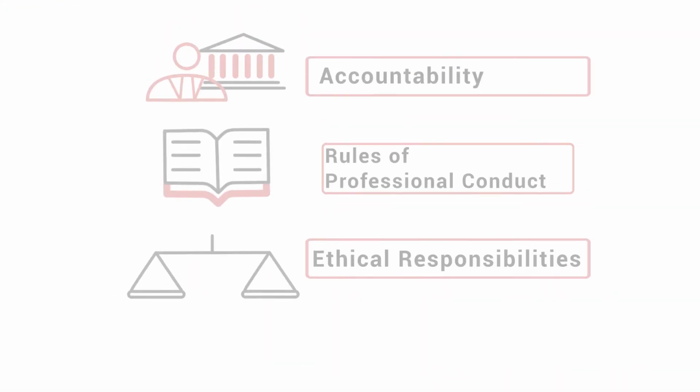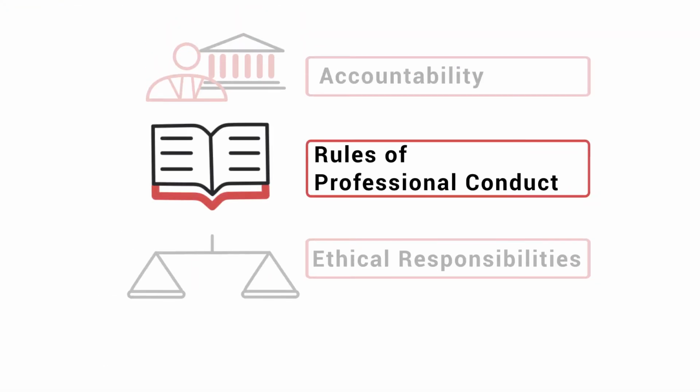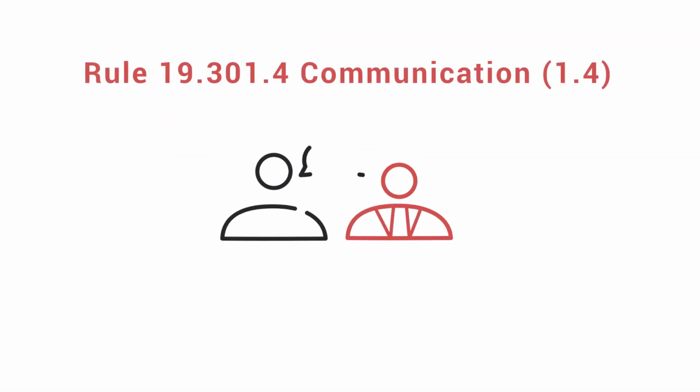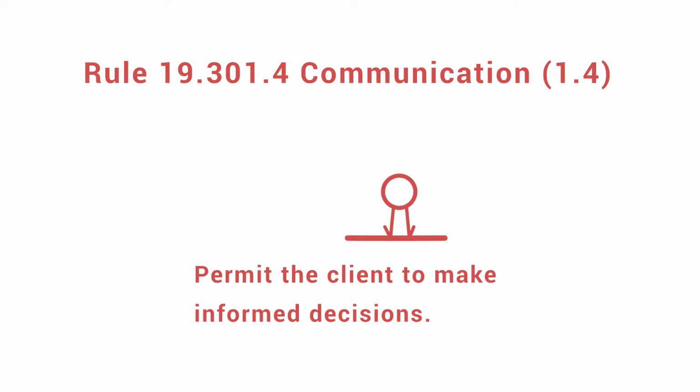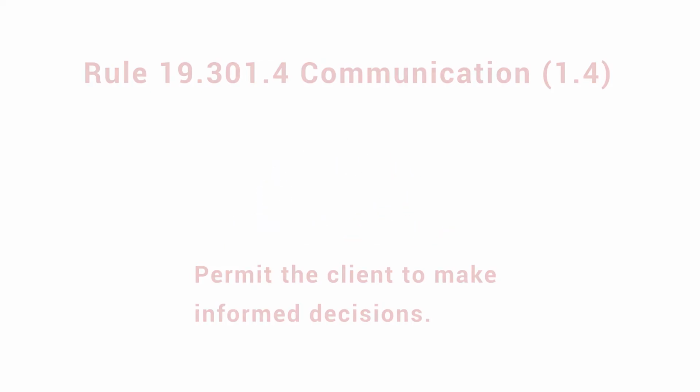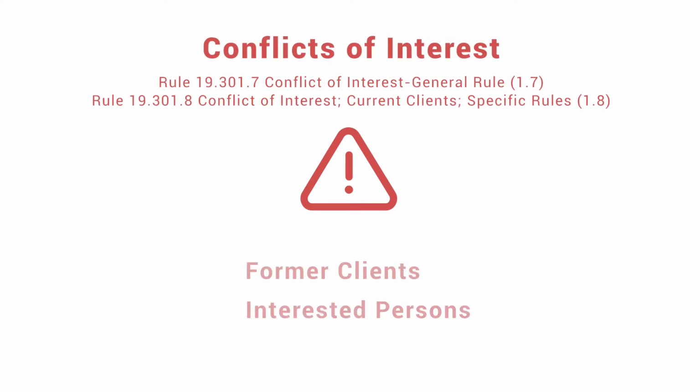Let's look at some specific rules. Rule 1.4 on communication states in part that an attorney shall explain a matter to the extent reasonably necessary to permit the client to make informed decisions. Rule 1.7 and 1.8 on conflicts also require your attention.